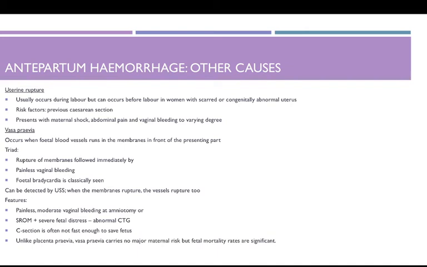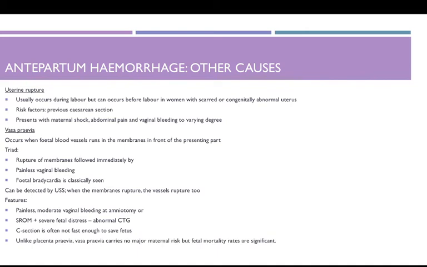So the way that it presents is maternal shock, so hypovolemic shock, abdominal pain, and vaginal bleeding to varying degrees. So vasa previa occurs when the fetal blood vessels run in the membranes in the front of the presenting part. What this is basically, you get a rupture of the membranes, and then you get vaginal bleeding. The bleeding is from where the fetal blood vessels have run in the membrane. And in this, you classically get fetal bradycardia. So it's painless moderate vaginal bleeding after the rupture of the membranes.